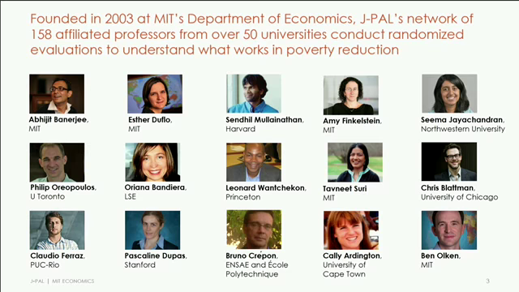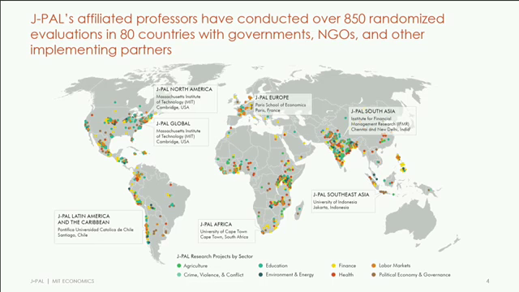So JPAL is a research center that was founded here in the MIT Economics Department back in 2003. Since then, it's grown into a network of over 150 affiliated professors based at universities all around the world. They're united by their use of randomized evaluations to test and improve the impact of programs that aim to fight poverty. To date, this network has conducted over 800 of these randomized evaluations in over 80 countries, always in close partnership with governments, NGOs, foundations, and other implementing organizations, on topics ranging from agriculture to education, health, governance, and everything in between.